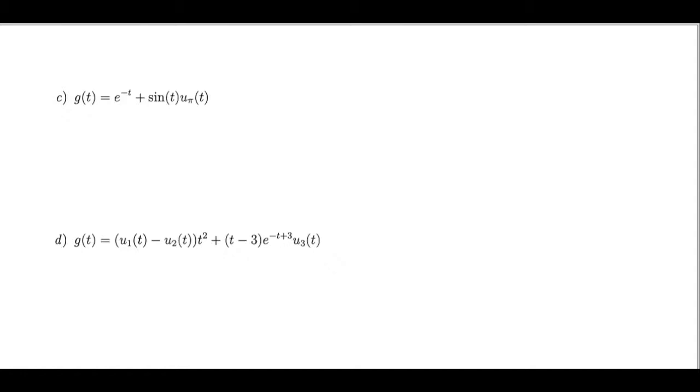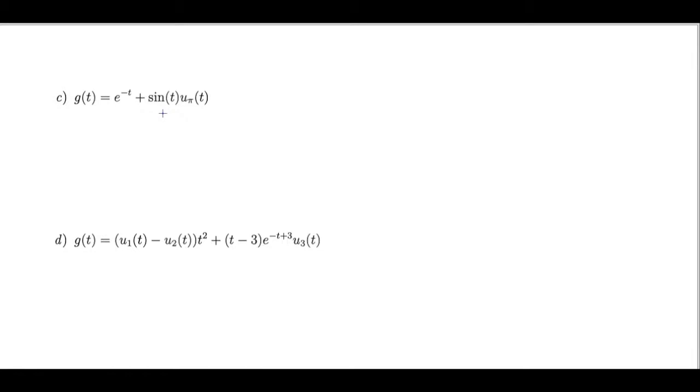In part C, we once again have a couple of different ingredients in my overall function that I'm trying to transform. Fortunately, this first one is ready to go. There's no switch. It just starts at t equals 0 and we never turn it off. So that'll be pretty straightforward to transform. The second component is a little trickier. At pi seconds, I'm going to turn on sine of t.